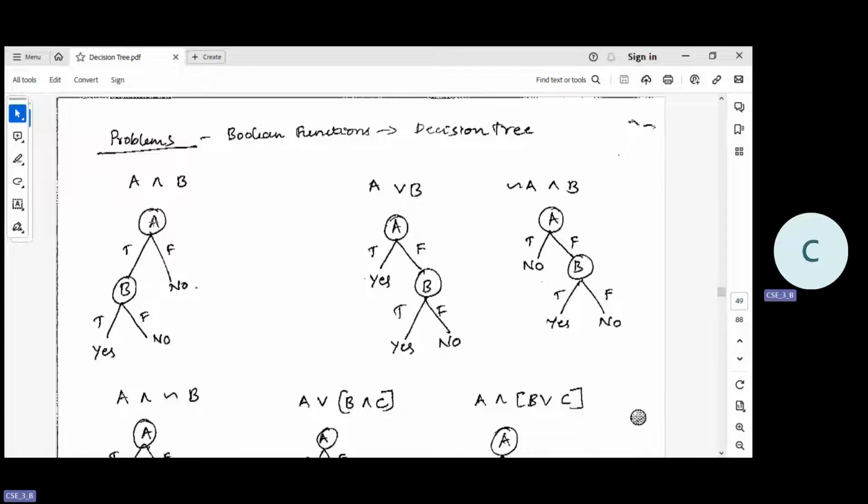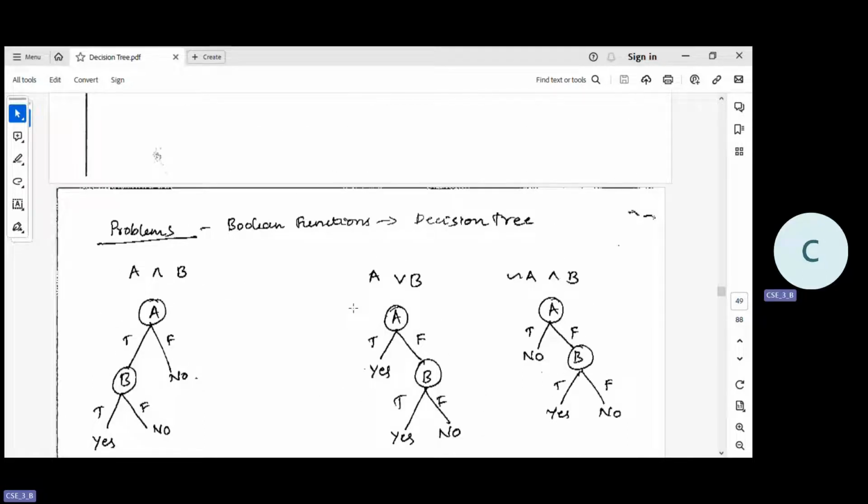So when A is true, we add another variable B as the next node under the true. Again we have the two values, true and false. Now when A is true, B is true, the decision is yes. When A is true, B is false, the decision is no. And when A is false, the decision is no.